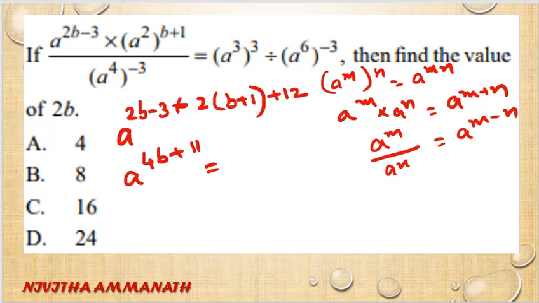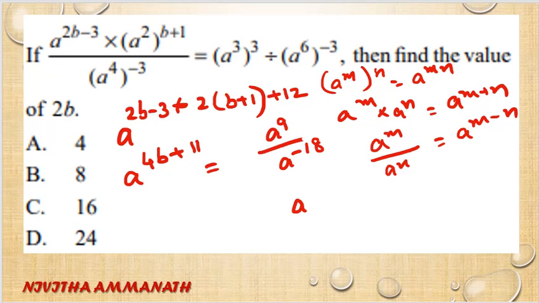Equal to (a³)³ is a^(3 into 3), that is 9. a⁹ divided by (a⁶)^(−3) is a^(−18).